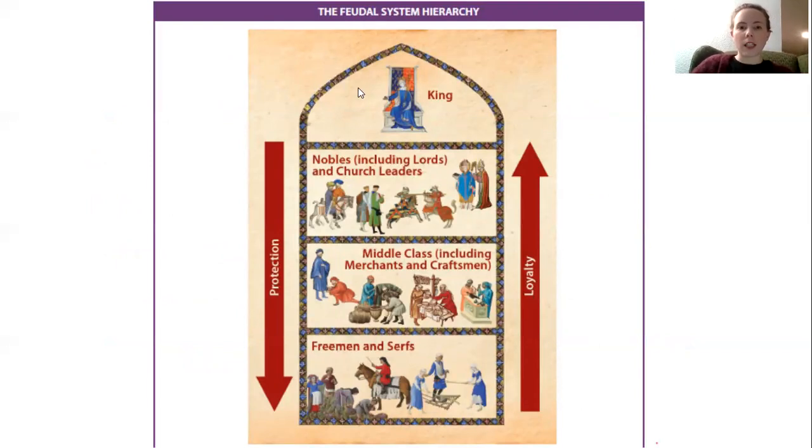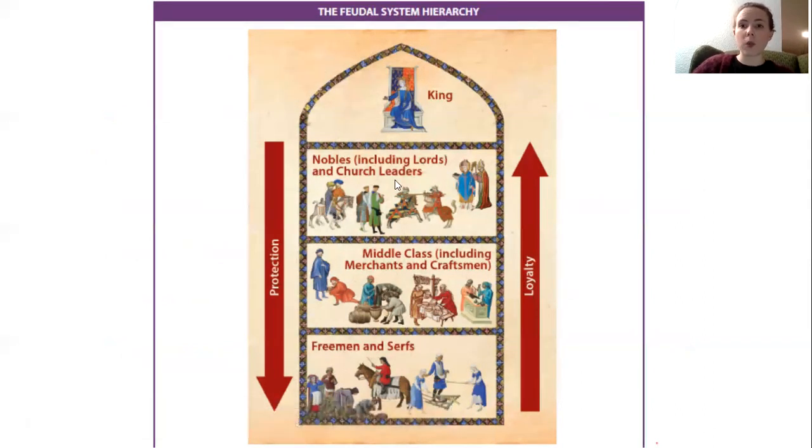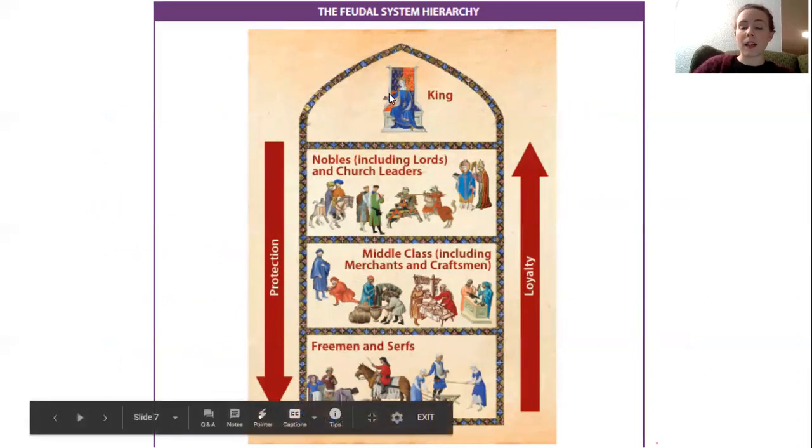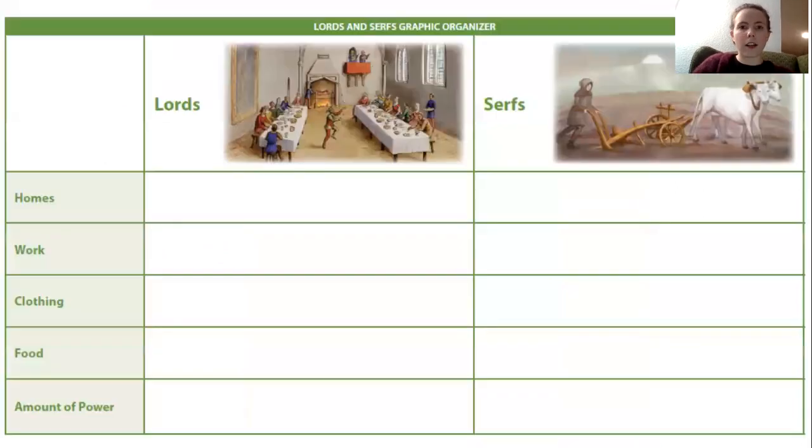This is showing us that the king has the most power in this society, and then the freemen and the serfs have the least power and protection. The middle class, the merchants and craftsmen, and the nobles, including the lords and church leaders, are somewhere in between. If you need to come back to this picture, you can pause the video as we're working to see that if you've kind of lost track.